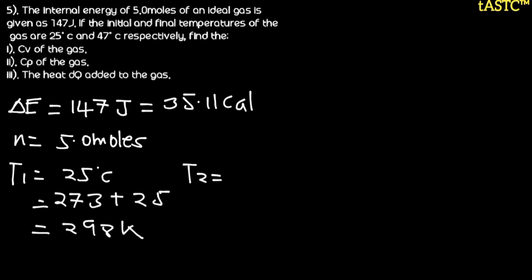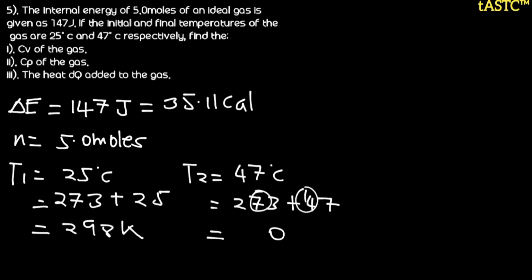And T2 is equal to 47 degrees Celsius. So this is going to be 273 plus 47. And let us see what that is going to give. If we have this plus this, that is 10. And we have 1, so this is 7 plus 5. So that is a 12. So that will be 2, and then you carry a 1 here. So that is 320.